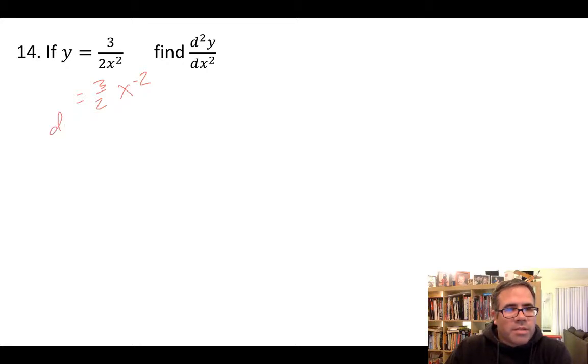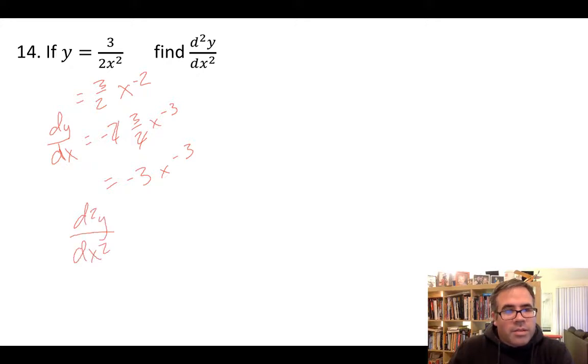So when we take the derivative the first time, the constant multiplier stays there. We use the power rule, so that becomes negative 2 times 3 halves x to the negative third, or negative 3x to the negative third. Then when we take the derivative the second time, again, we just use the power rule. That becomes 9x to the negative fourth.